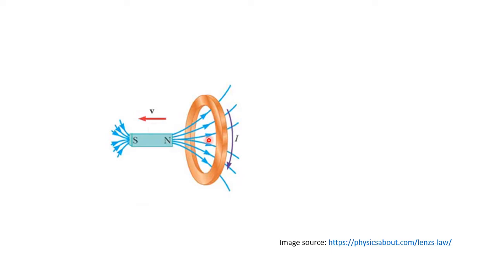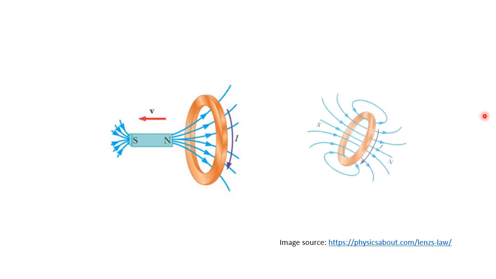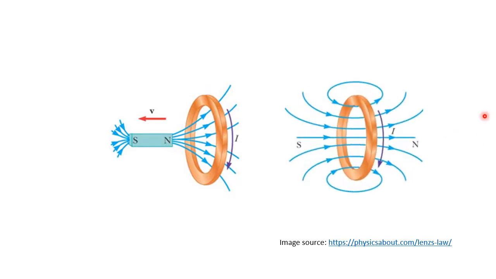Now the north pole is going away and the magnetic flux is decreasing, so it has to develop magnetic flux in the opposite direction. The induced current will generate in this direction, and then the flux will develop in this direction. Here the flux is decreasing, so it has to generate the flux in the same direction. So it will create the magnetic field around it like this.